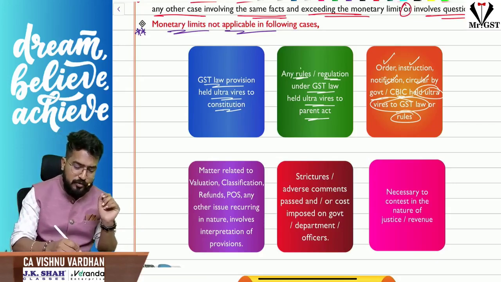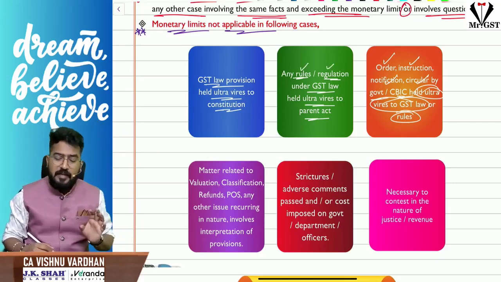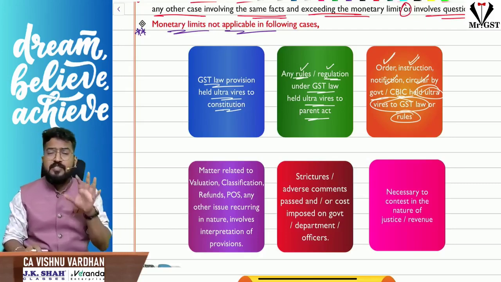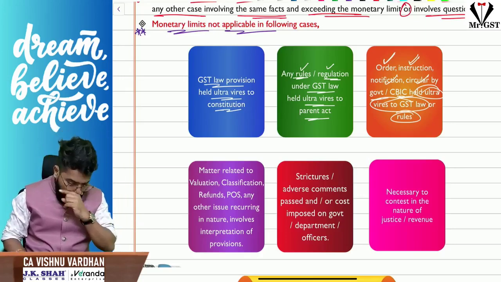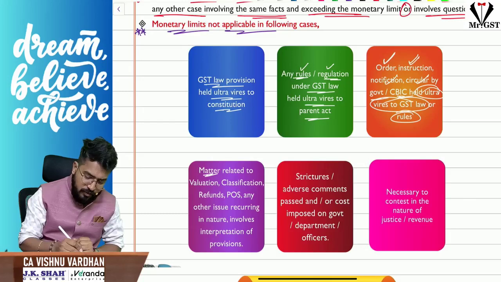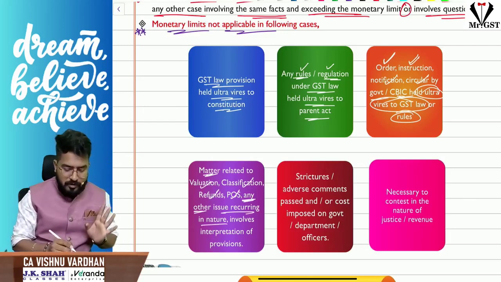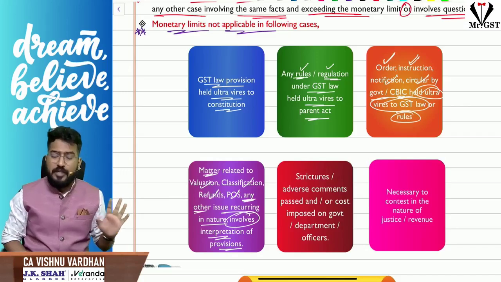Any rules or regulations being declared as ultra vires the particular parent act, or any orders, instructions, notifications, circulars issued by CBIC or government held as ultra vires the GST law or rules, or any matters related to valuation, classification, refunds, place of supply, or any other issue recurring in nature which is involving the interpretation of certain provisions, there also no monetary limit is applicable.